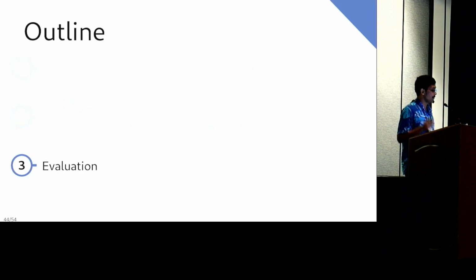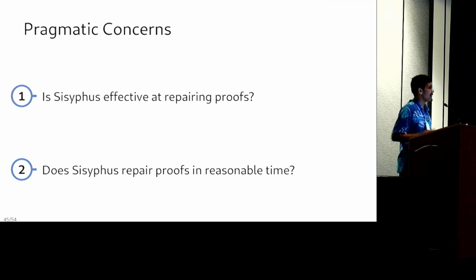Okay, so now we've covered the high-level ideas. What remains is the evaluation. So when evaluating our tool, we considered two key questions. The first is whether our tool is effective. Is the human effort in completing the proofs produced by Sisyphus reasonable in comparison to actually verifying the program automatically? And secondly, does it repair proofs in a reasonable amount of time?